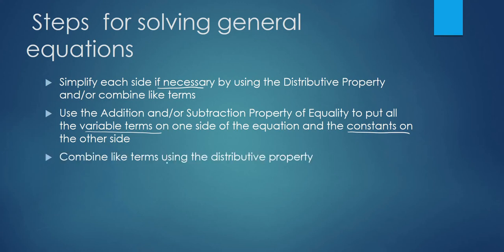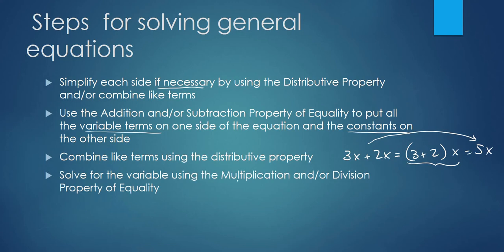The third step is to combine like terms using the distributive property. And by that we mean that 3x plus 2x is 3 plus 2 times x, or 5x. So that's what we mean by combining like terms. You don't need to show this in between step, but know that when we go from 3x plus 2x to get 5x, we are using the distributive property.